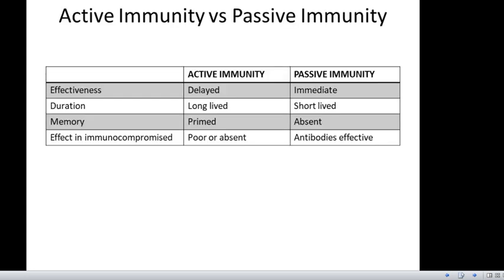This table shows the comparison of active immunity versus passive immunity.